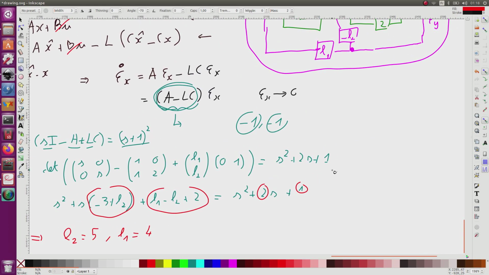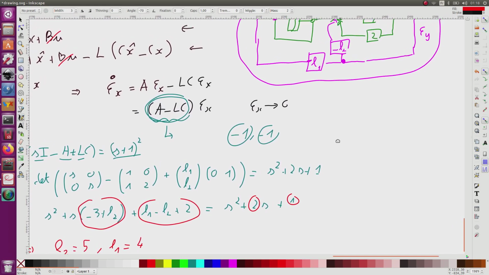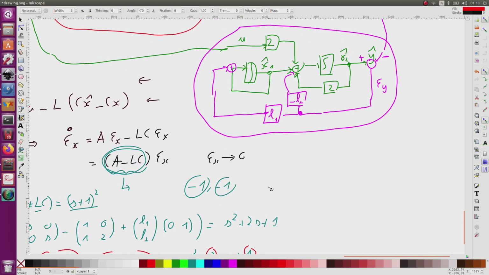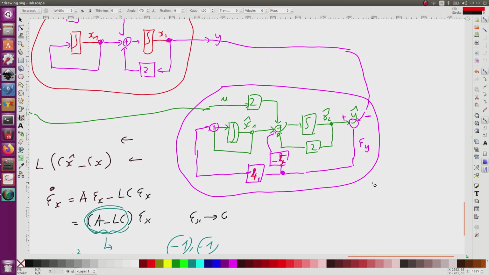As a consequence, if I put 4 for L1 and 5 for L2, then I will have a convergence of the errors between x hat 1 and x1, and x hat 2 and x2 to 0. So after 1 second, it is almost 0.